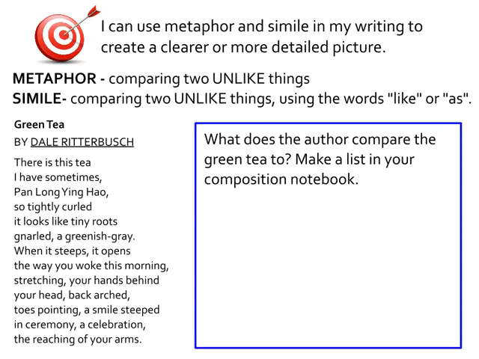Remember that metaphor and simile are when an author compares two very unlike things. With simile, the author is going to use words like or as. We're going to start today by looking at a poem that has a number of metaphors and similes in it. It's titled Green Tea by Dale Ritterbush.